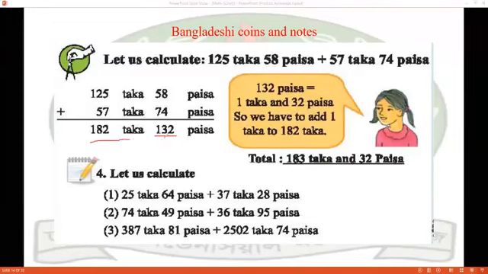But the paisa is 132. So 100 paisa is 1 taka, so you can add it up. So it will be 101 taka, and there remain 32 paisa. So you can write in the result 101 taka and 32 paisa.